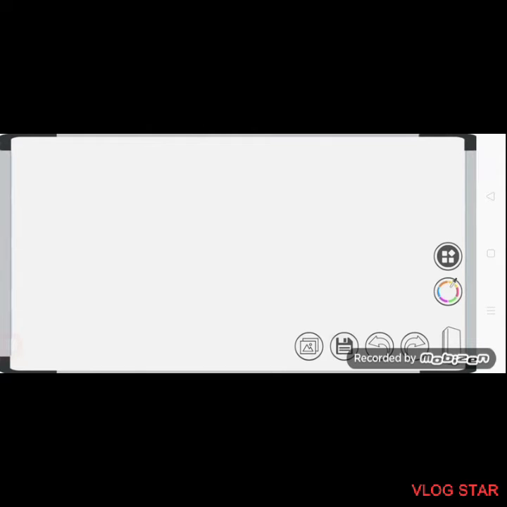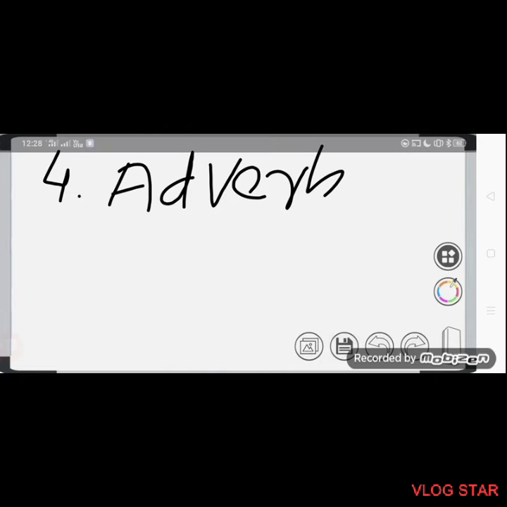And the fourth important part of speech is adverb. Adverb says something more about a verb. The third important part of speech is verb. The adverb says something more about a verb. How the work is done, it is always important.